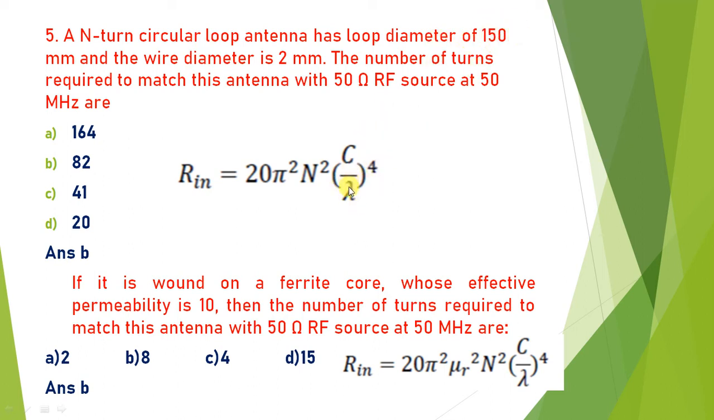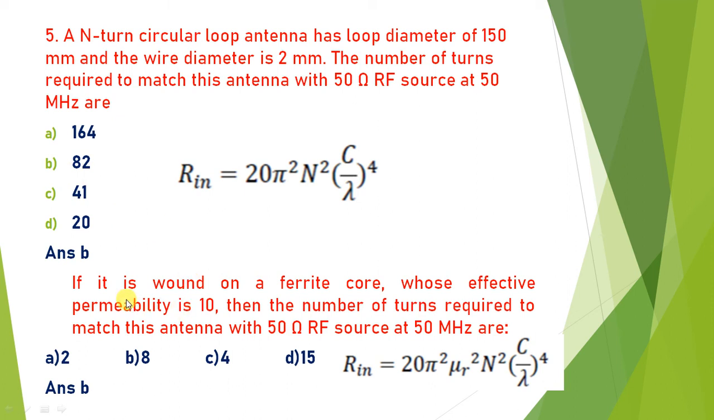Now lambda is equal to C divided by F. It is straightforward. F is given to you, 50 megahertz. From frequency, first calculate lambda, then C is equal to pi multiplied by D. Put in all these values, Rin is equal to 50 ohm, and then find out the value of N, number of turns. If you find, you will get 82 as the number of turns. So the answer is B.